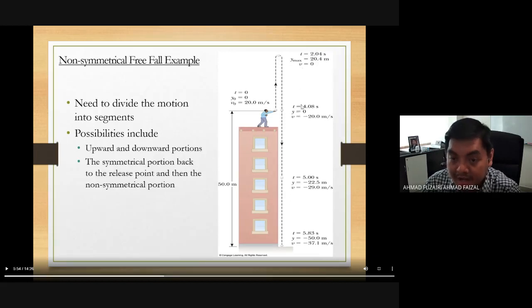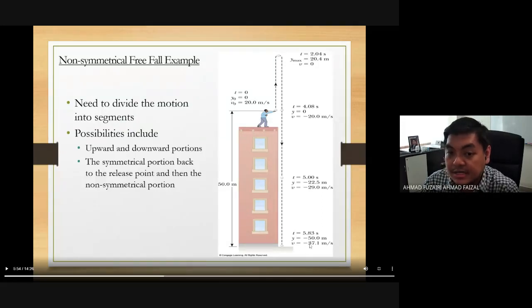And of course y here, y max is 20.4 meters, and at the same height as the hand, y equals 0, and below that y equals negative 22.5, and lastly at the ground floor y becomes negative 50.